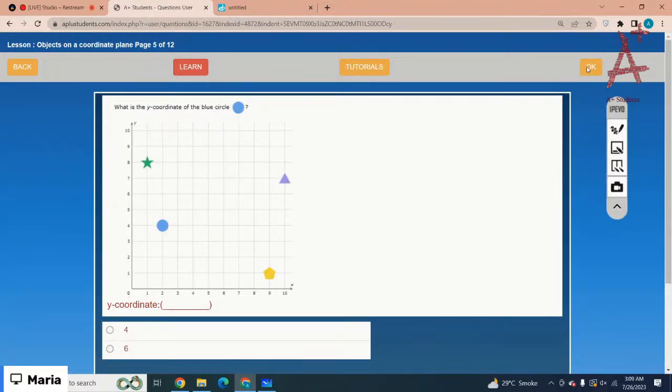Okay, what is the y coordinate of the blue circle? So which is the correct option? Here is the blue circle. You have to look for the y coordinate. So when you match it to the y coordinate, it would be 4. That means the y coordinate of the blue circle is 4, right?